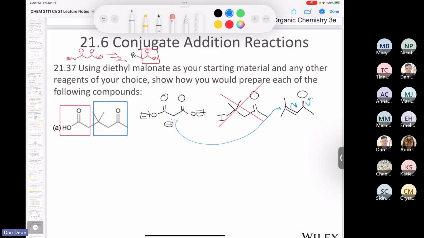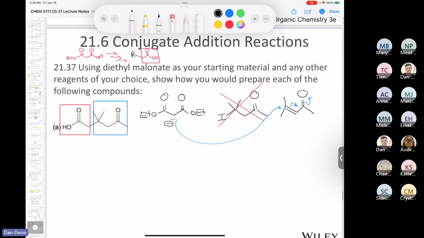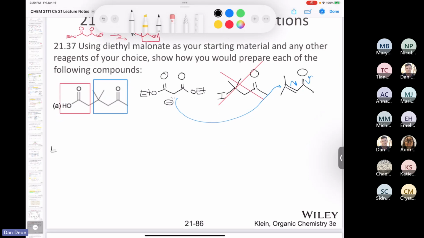So what our mechanism would look like, or what our reaction sequence would look like, is we would start it with diethylmalonate. So we'll draw diethylmalonate, and we would treat that with sodium methoxide.